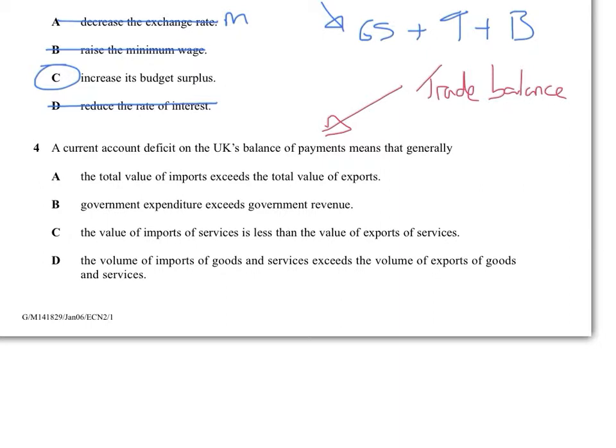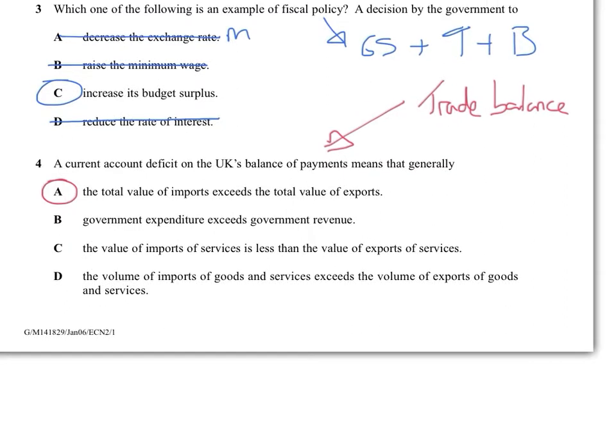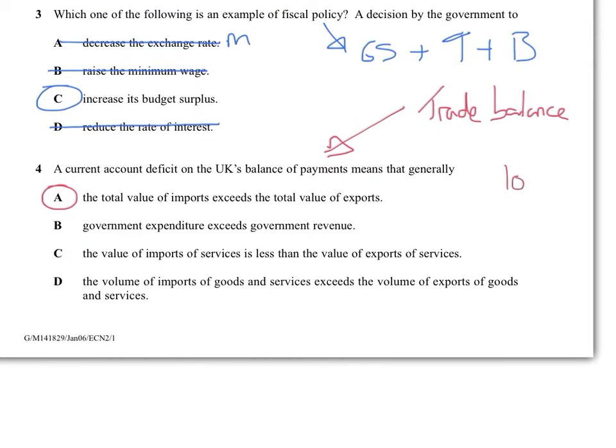Okay. A current account deficit means that generally, the first thing it says, total value of imports exceeds the total value of exports. Well, that's right, because if we're importing more stuff than we're exporting, or don't ever say more stuff because we could be importing marshmallows. It's all about the value of what we're importing. So if we're importing a higher value than we're exporting, for example, if we're importing 10 billion pounds worth of stuff, but we're only exporting 5 billion, we're obviously going to have a deficit on our current account. So that's the right answer.